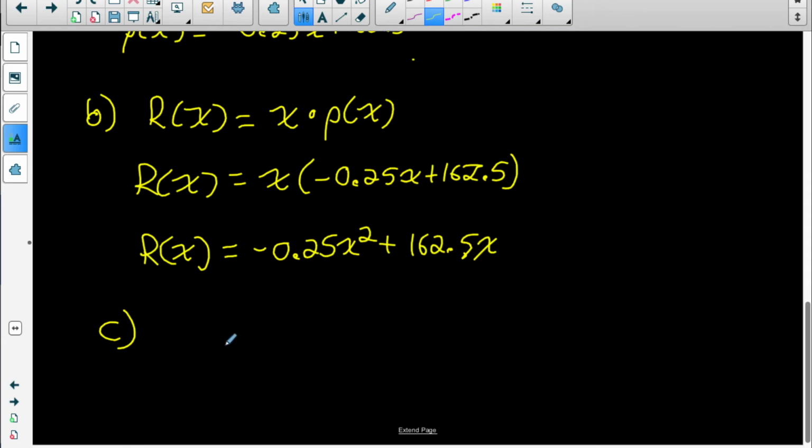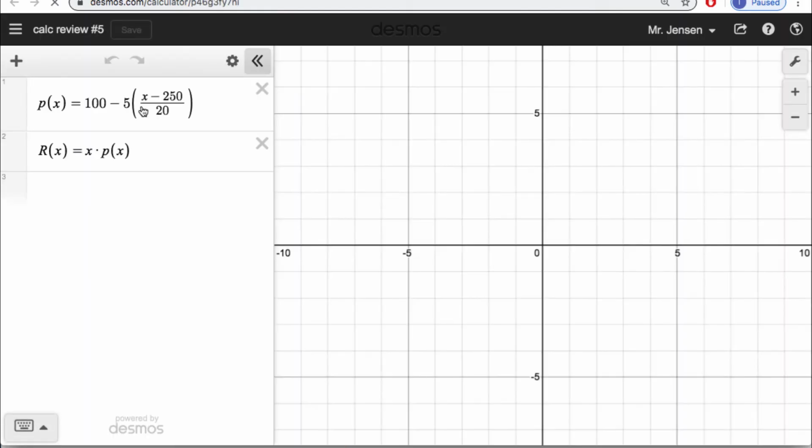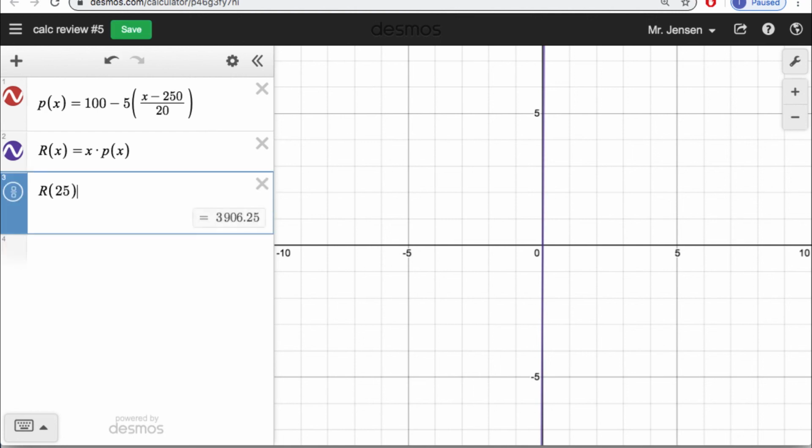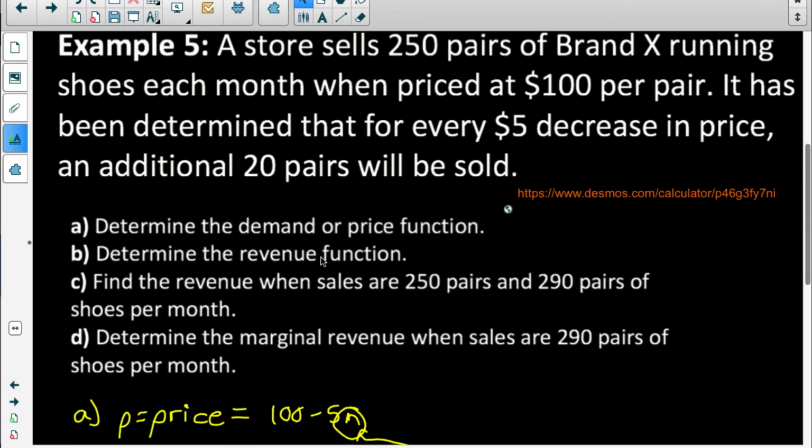Part C asks me to calculate the revenue at a couple different values. And I'll just plug that into my calculator quickly. So revenue at 250 and 290. If I want to calculate the revenue at those two amounts of numbers sold, I've got the equation typed here already. Let's get revenue at 250 and the revenue at 290. So the revenue is 25,000 and 26,100.